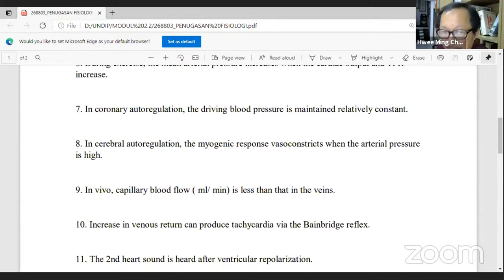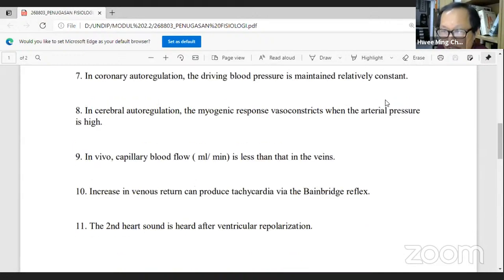So flow is P over R. So when the P increases, you also increase the R by the myogenic vasoconstriction. And you help to maintain the flow. So this is autoregulation. Okay, thank you, Siti.